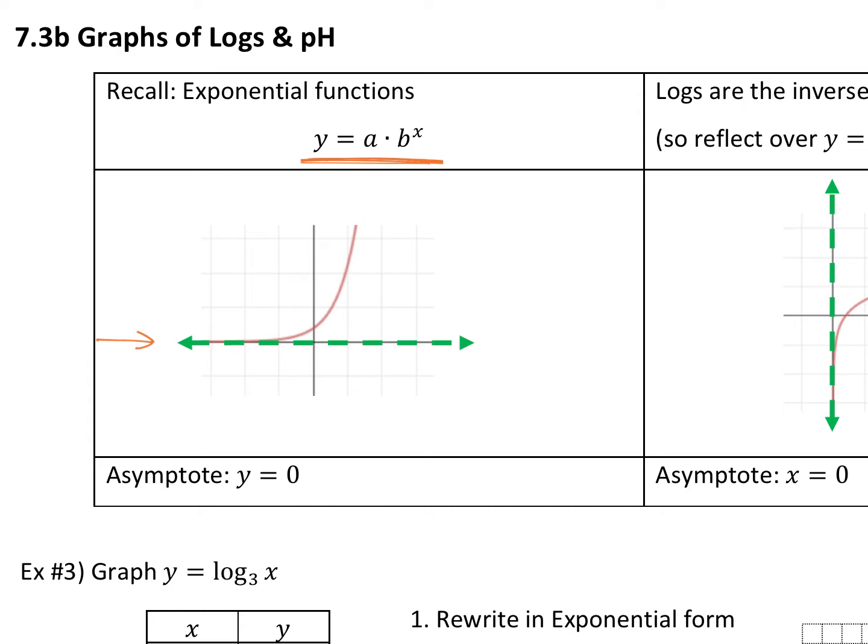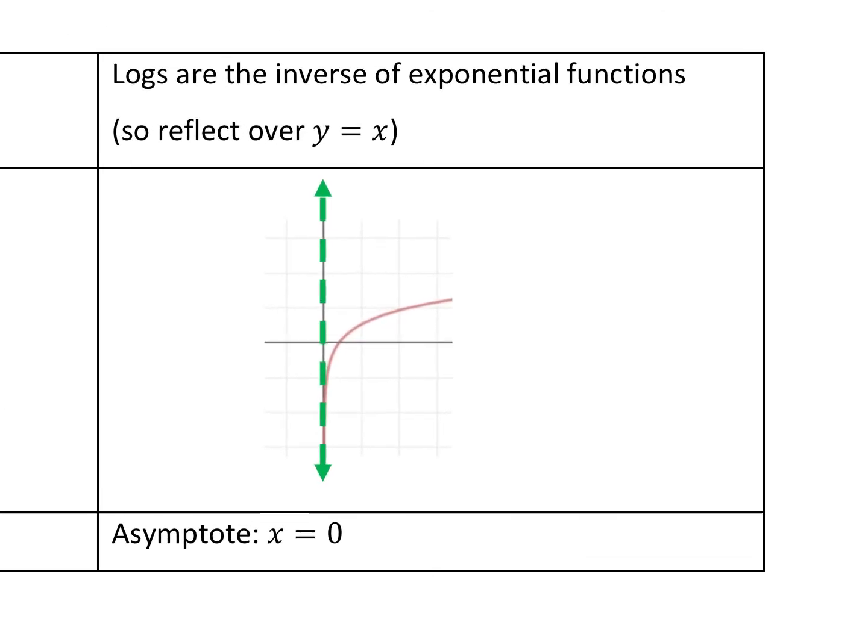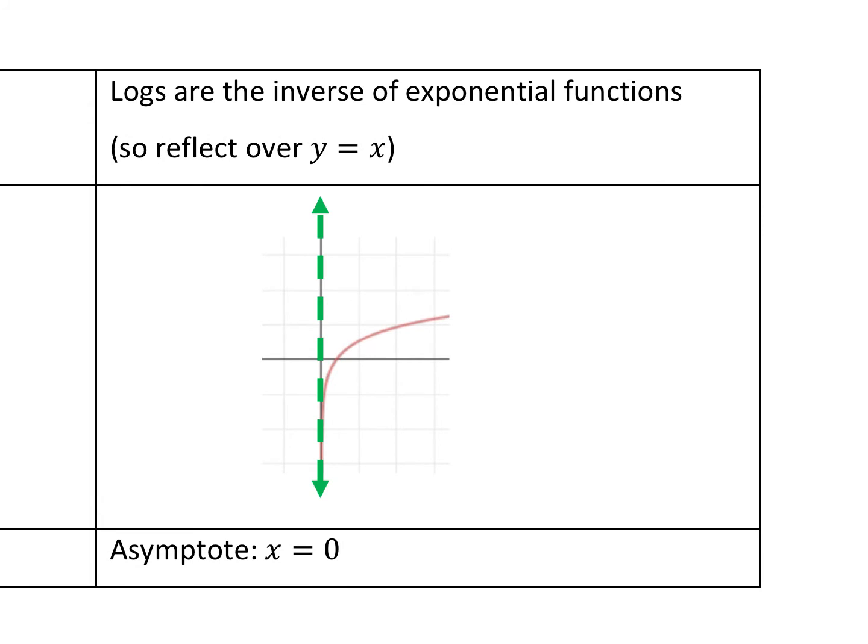It didn't always have to open up, right? Sometimes it was on its way down. Then it was an exponential decay. This would be exponential growth, okay? What we're going to do today is graph the inverses. We're going to graph the logs of these.